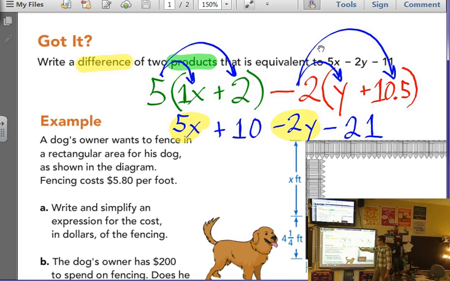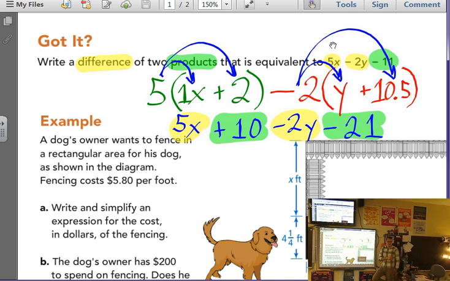My y is the only y term, and that lines up with what I was looking for. But then my constants, my positive 10 and my negative 21, need to be combined, and when they are, I get negative 11. Because when I do 10 minus 21, I get negative 11. Okay, I got it.